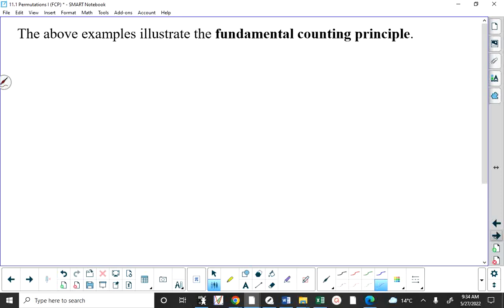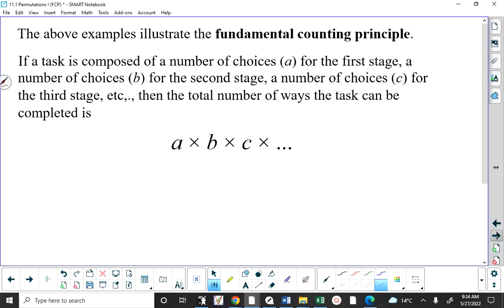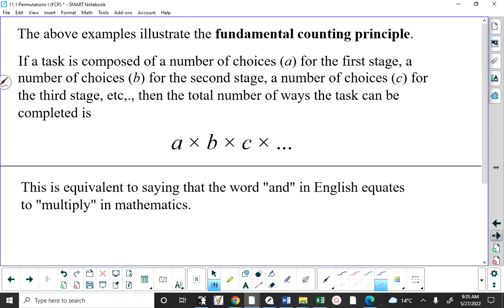So if I have some complex task that's composed of choosing something, and I'm going to call that choice A for the first stage, and B for the second, and C for the third, if those are how many ways I can decide, then I multiply those things together to get the answer to the problem. How many ways I can do the task. Let me show this to you now. Oh, by the way, I really want to highlight this.